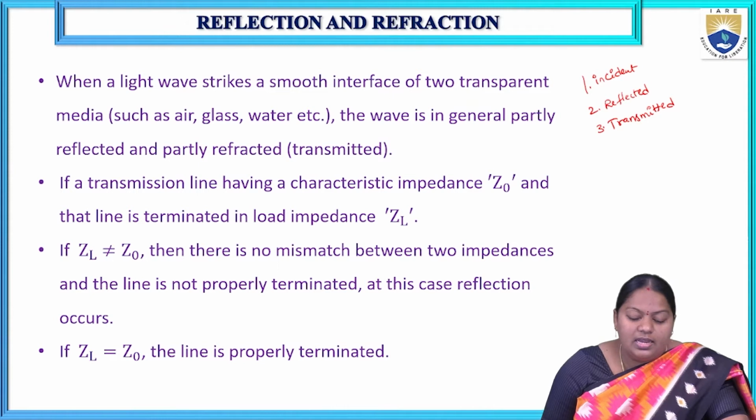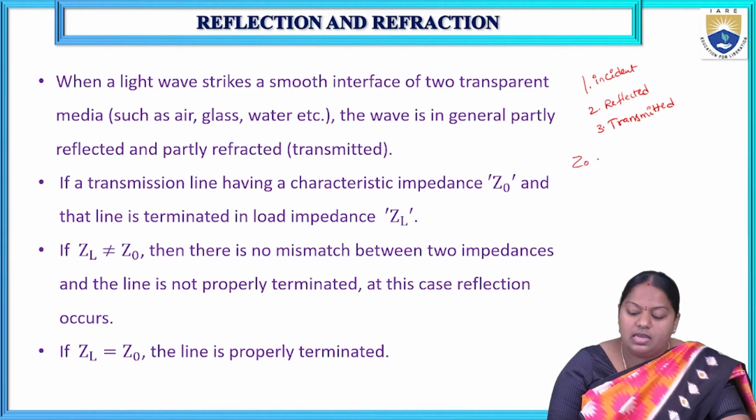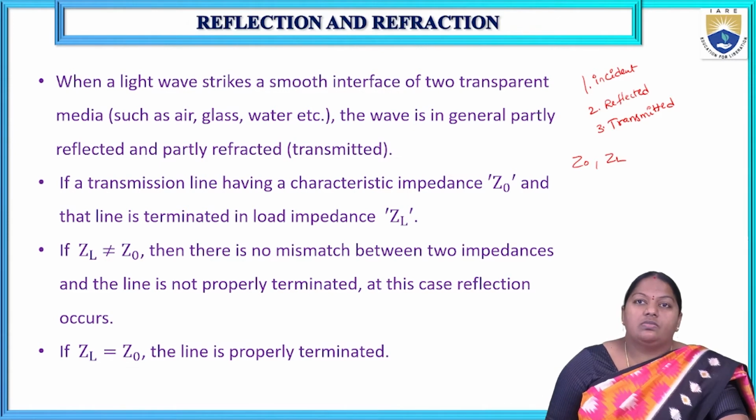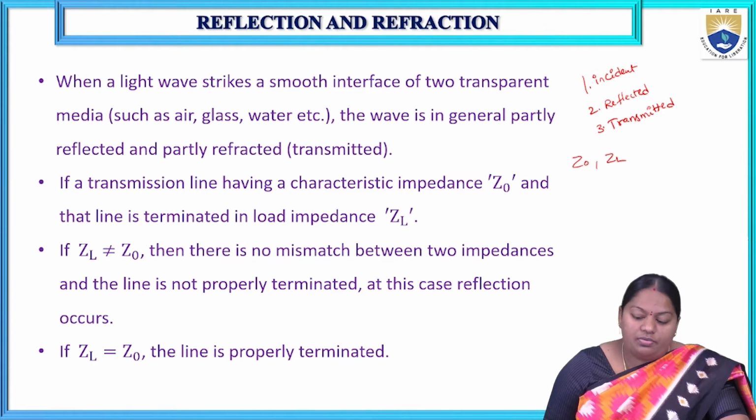Next, in order to analyze this reflection and refraction, we need to consider two impedances: Z0 and ZL, where Z0 is the characteristic impedance and ZL is the load impedance. If these two are equal, what happens? If these two are not equal, what happens? That is, which occurs, reflection or refraction? Depending upon that, we are going to analyze this.